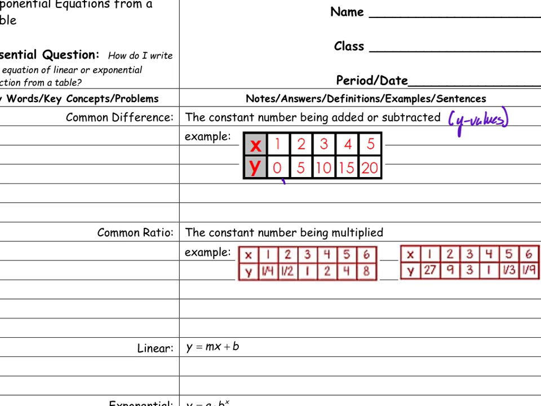Well, what do I do to get from 0 to 5, and 5 to 10, and 10 to 15, and 15 to 20? What am I doing every single time? You can type it in the chat box, or say it out loud, just type in an answer. Mateo. Yes, Jonathan, good.